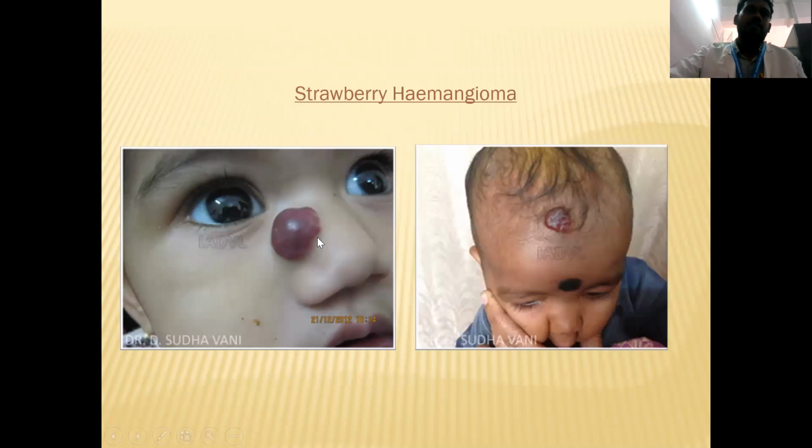Here we can see this is a case of strawberry hemangioma, which is seen over the lateral aspect of the nose. And this is a case of strawberry hemangioma seen over the skull.